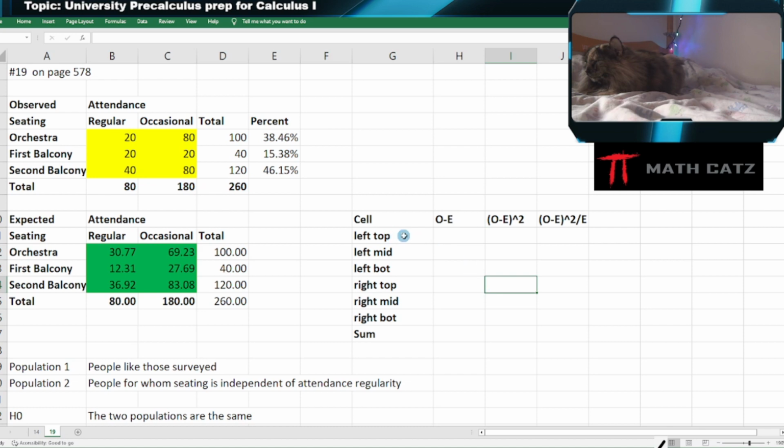So I just made some row titles here. For my table, I'm going to go left top, observed minus expected. So observed minus expected, top left. And then left middle, left bottom. I can copy those over because they're going to follow the pattern. I can look, yep, that one's good. That one is also good, see. But now I'm going to switch to a different column. So I'm going to have to potentially redo this one, but it's not a problem.